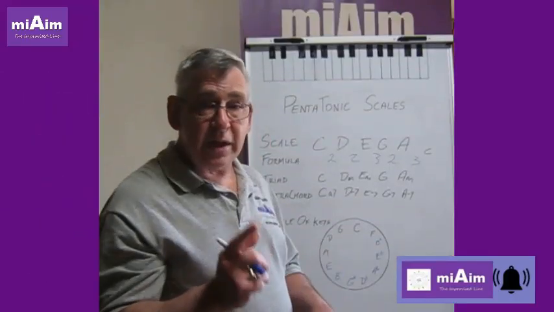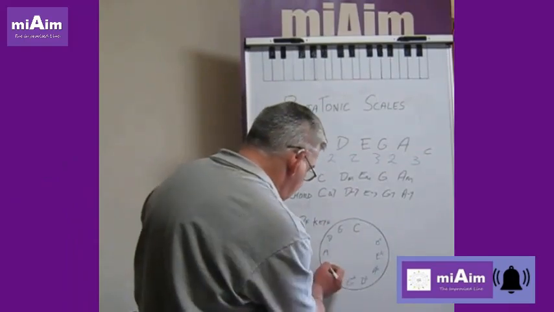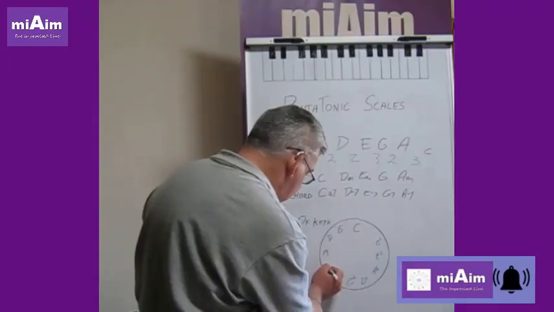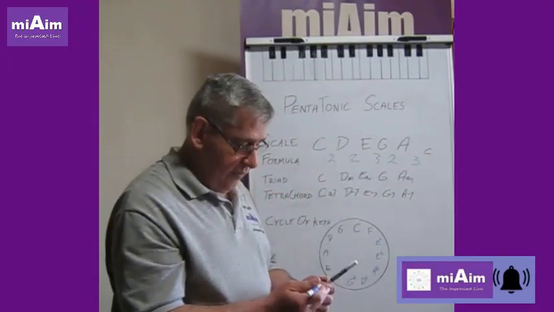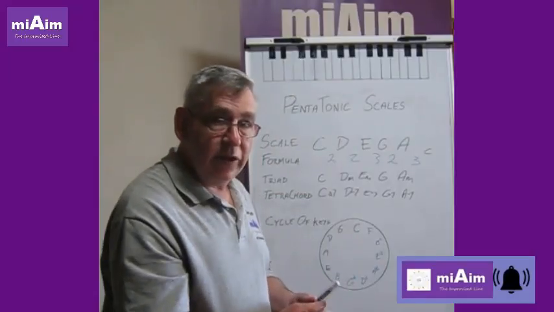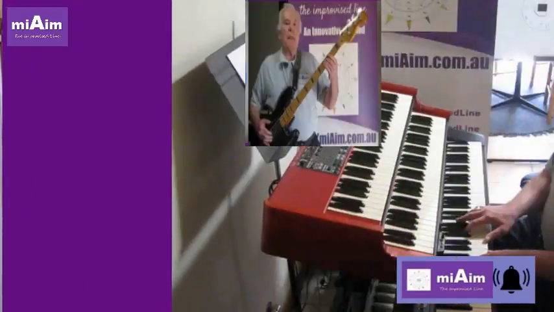When we look at the cycle of keys, we've now got an E and the F is not being used. So you can see how it's shifted on the cycle of keys.